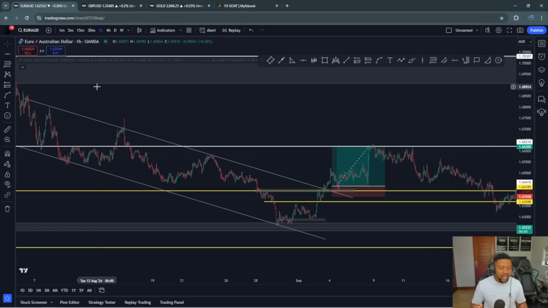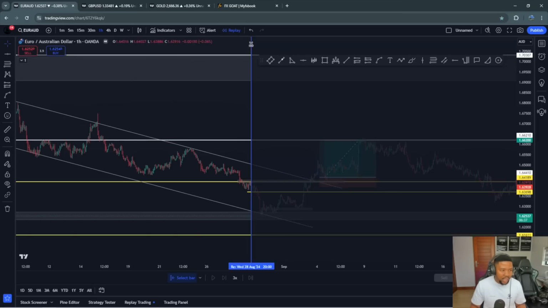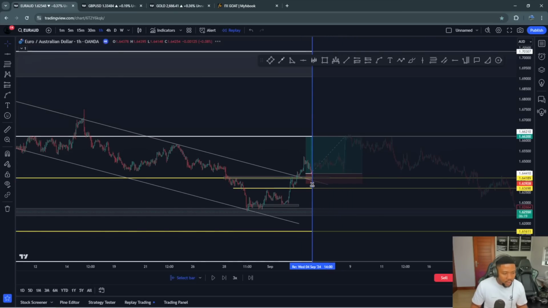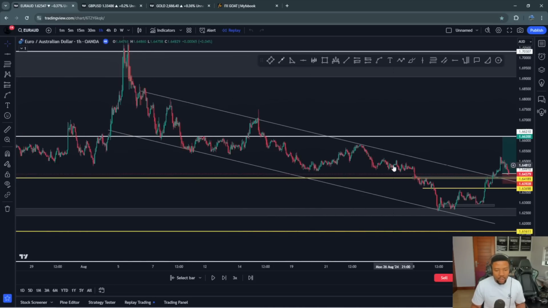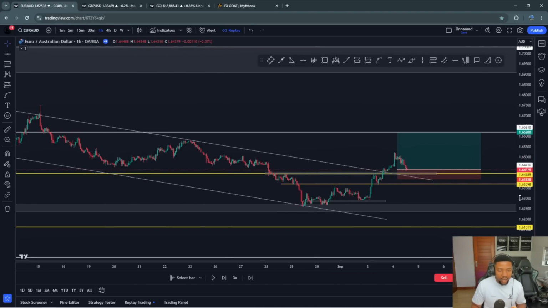So now, guys, as you can see, we're back again, showing you where I took my trades. Now I want to do the strategy breakdown. So what I'm going to do is replay from when we took the trade and show you the psychology of a trader, how we went about taking this trade and how the trade went.